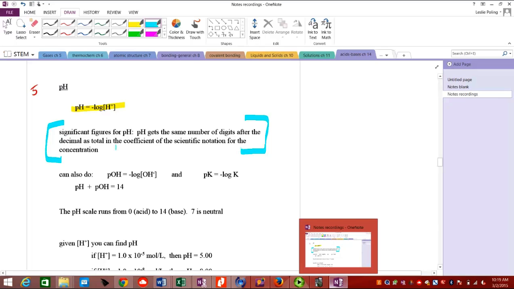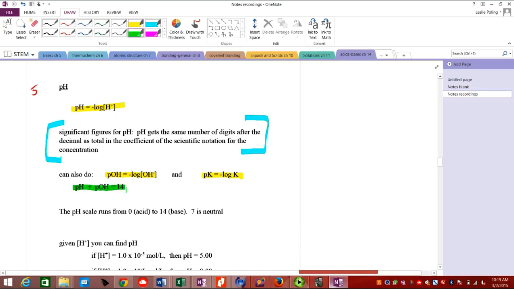So, significant figures for pH. pH gets the same number of digits after the decimal as the total in the coefficient, because the number before the decimal came from the exponent. So if we have pH, we can also do pOH, pKa. See, the format is the same. And we have another relationship: pH plus pOH gives us 14.